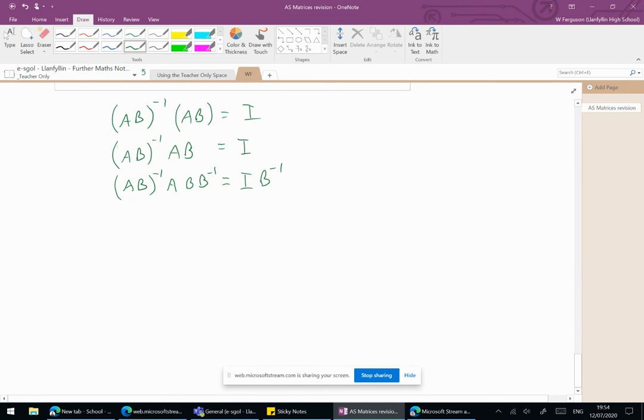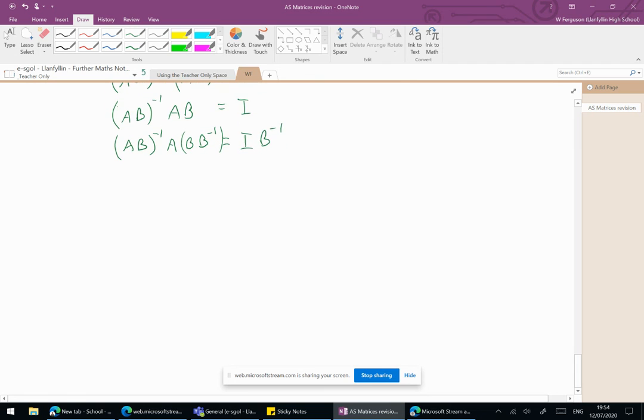Okay, and now I can start to use some results. I can put a pair of brackets around the B to the minus 1 there. And that's not going to change anything at all. And now I can just simplify the line that I've got here a little bit. So I don't want to change the AB to the minus 1. The A is going to have to stay there, but the B times B to the minus 1 can get replaced by an identity matrix there.